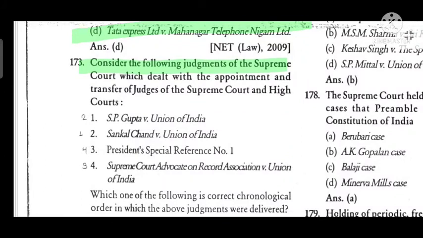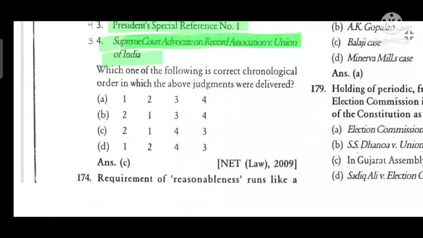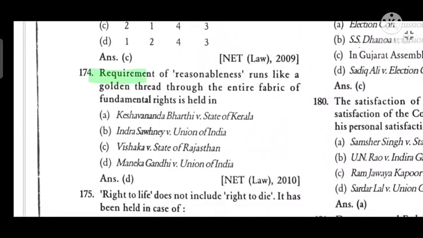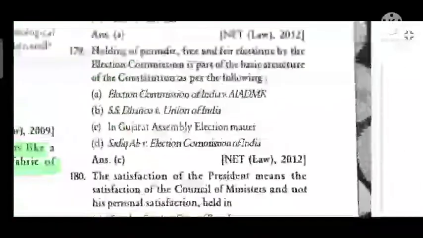Consider the following judgments of the Supreme Court which dealt with the appointment and transfer of judges of the Supreme Court and High Courts: Sankalchand versus Union of India, S.P. Gupta versus Union of India, Supreme Court Advocates-on-Record Association versus Union of India, and Presidential Special Reference Number 1. The requirement of reasonableness runs like a golden thread through the entire fabric of fundamental rights, as held in Maneka Gandhi versus Union of India. The right to life does not include the right to die. It has been held in the case of Gian Kaur versus State of Punjab.